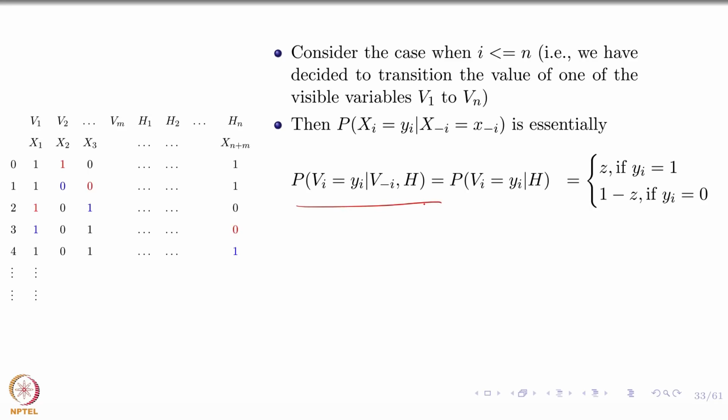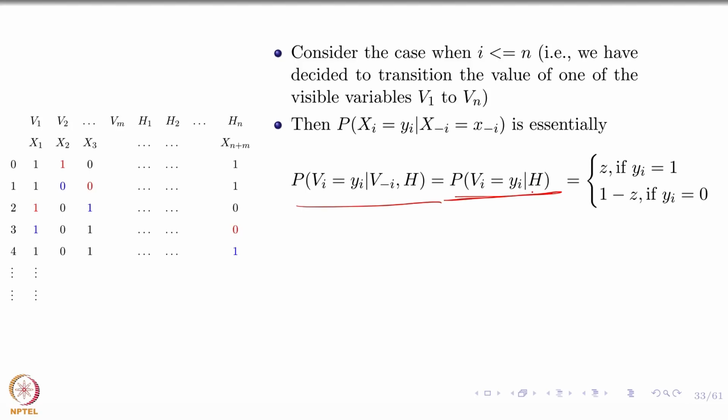But this actually simplifies because of the independence assumption. I just need to compute the probability of the ith visible variable taking on a certain value given all the hidden random variables, and that is equal to some z. Again, is it easy to compute this z? Did you derive this in your assignment? Did we derive this in the last class?